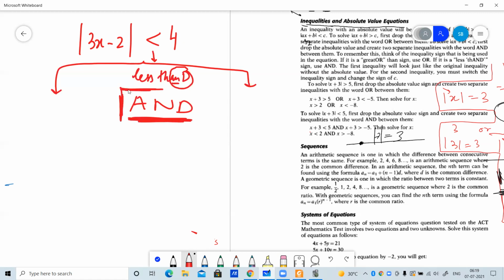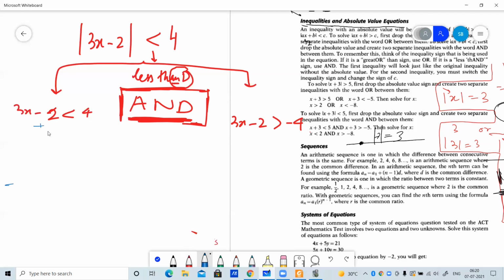Now, can you tell me what the two inequalities will be? 3x minus 2 is less than 4, and 3x minus 2 is greater than -4, as you did before. Changing the sign as well as direction. But in between, whenever you have less than inequality, you will use and. Now, can you solve it?